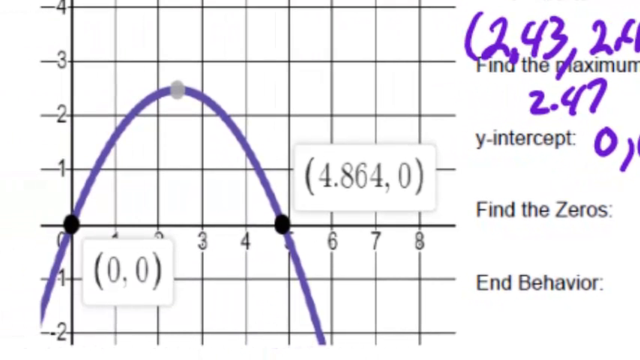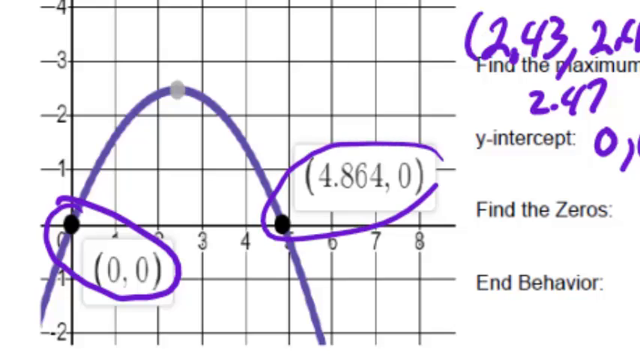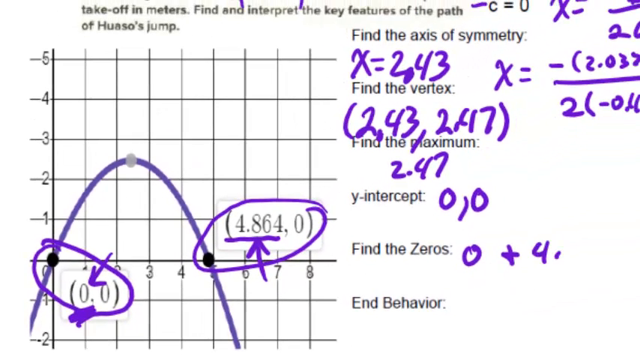Find the zeros. Well, the zeros are where the graph crosses the x-axis, so we've got it down here, and we've got it over here. Now the 0 is actually the x-coordinate itself. The first 0 over here on the left is just the distance across the ground before the horse jumped, which is 0. And then the 4.86 on this side is the distance the horse traveled across the ground through the entire jump. So the zeros are 0 and 4.86. And I used Desmos to draw my graph, so actually it goes to 3 decimal places.